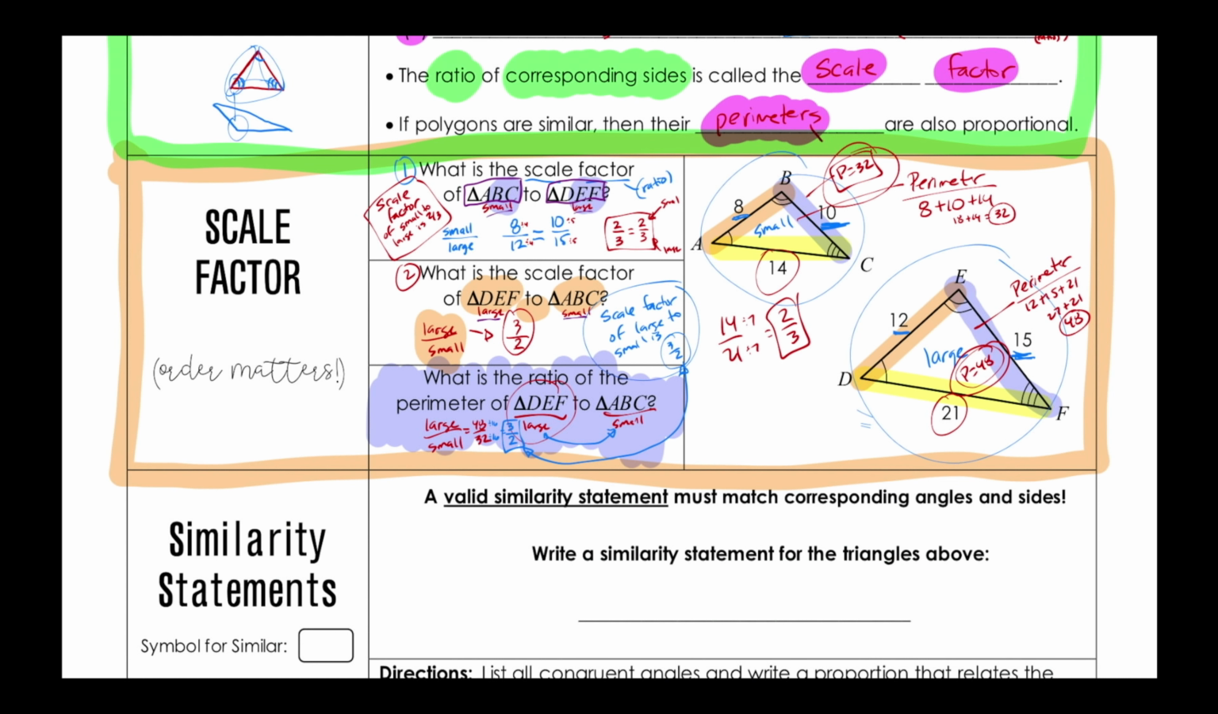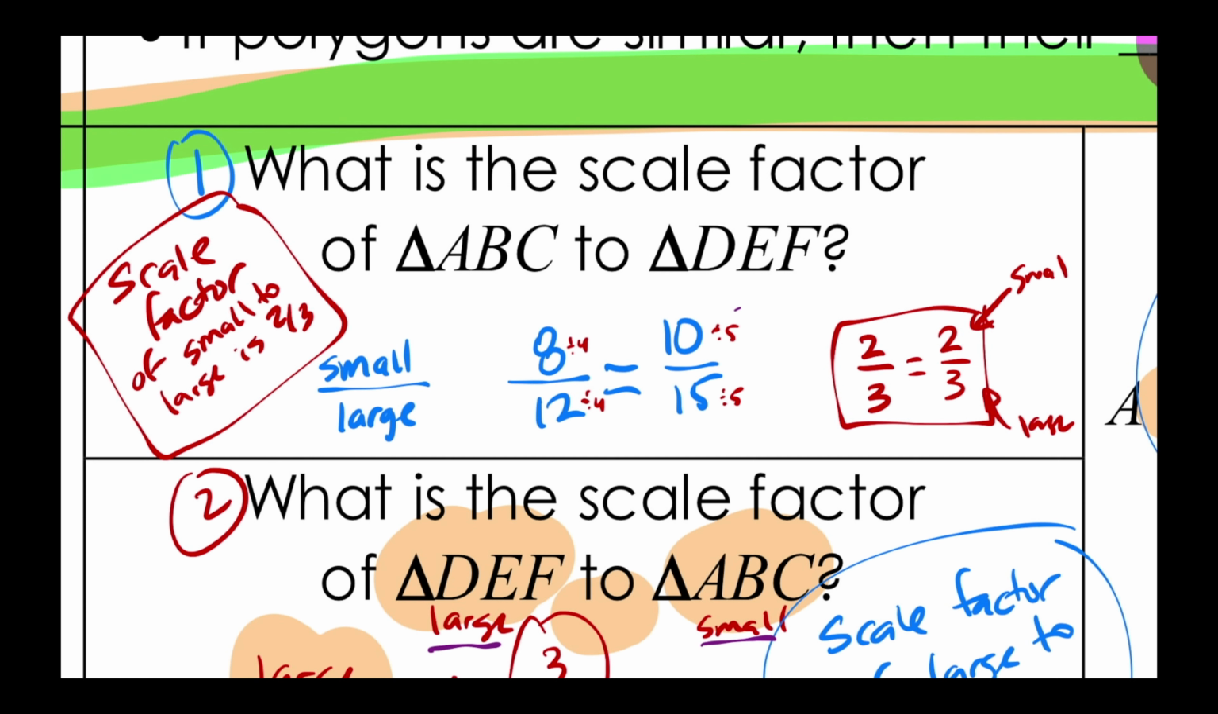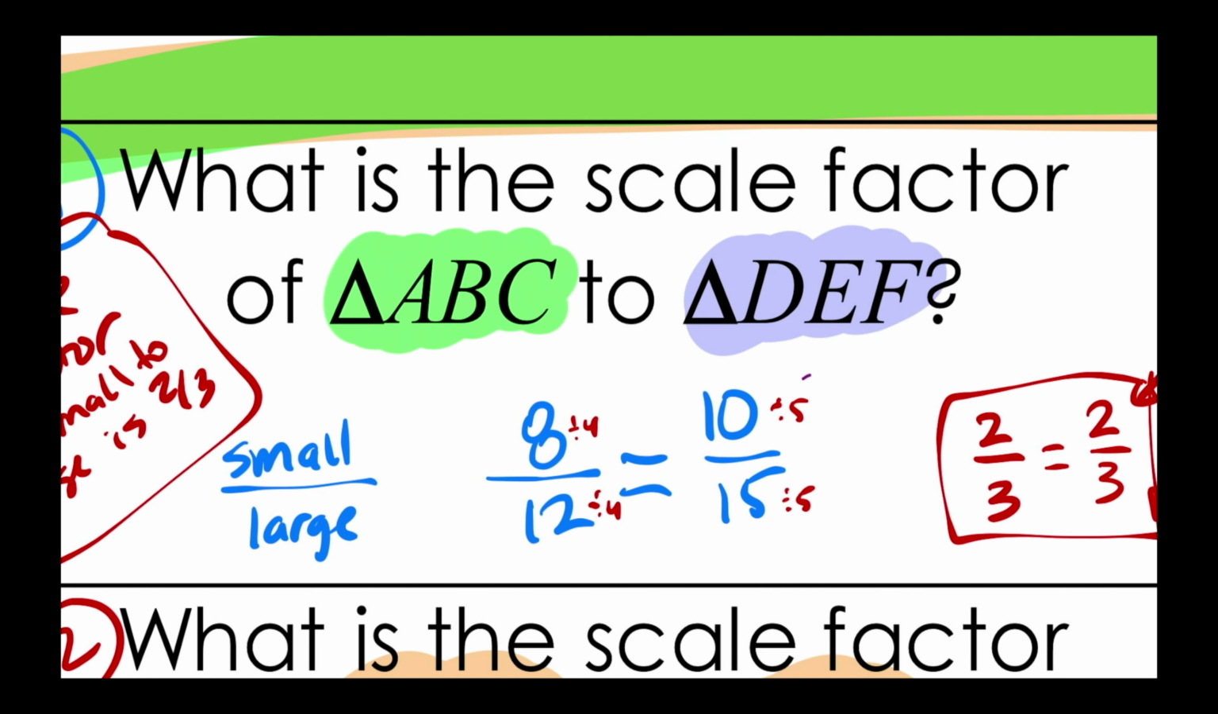So scale factor, order matters. We talked about order matters when we talked about scale factor. And in the warm-up, they didn't tell you the order, but if we look here at yesterday's examples, right? In yesterday's examples, they gave you an order. They said, what is the scale factor of this triangle to this triangle? So if we look here, we see, oh, ABC is the small one, DEF's the large one. So they want us to make a small to large comparison, and that's why we did this, put small on the top because small was first.